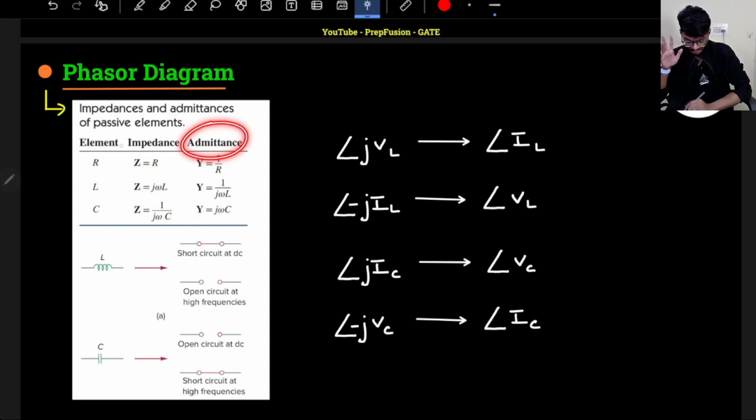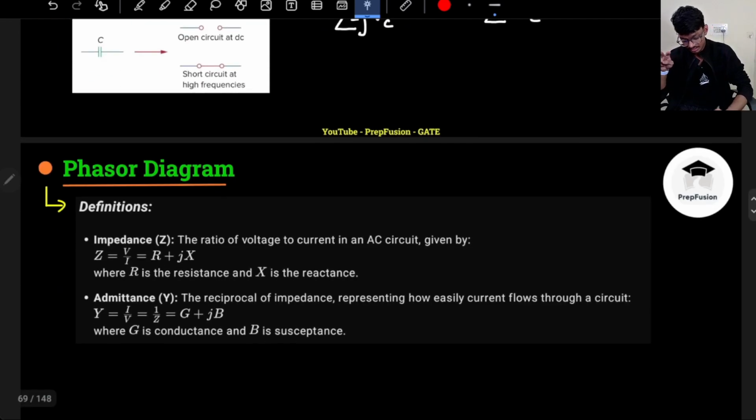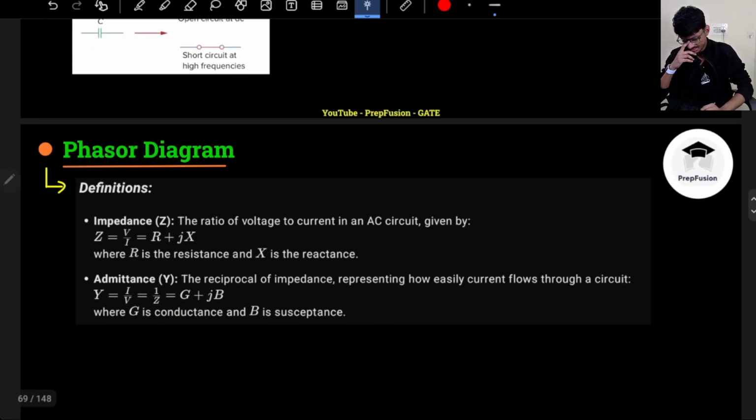There is a term known as admittance. Admittance also has two terms, one is conductance and the other susceptance, that is written over here. It is just the inverse of impedance. So the conductance is the resistive part, and the susceptance is the reactive part. G is the conductance and B is the susceptance.